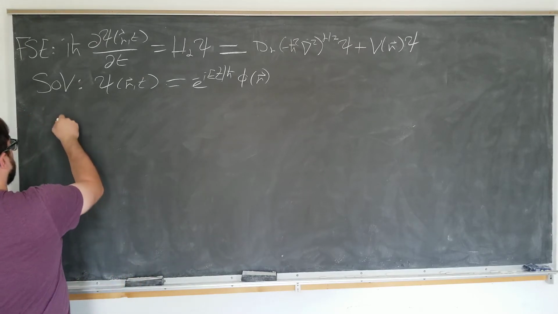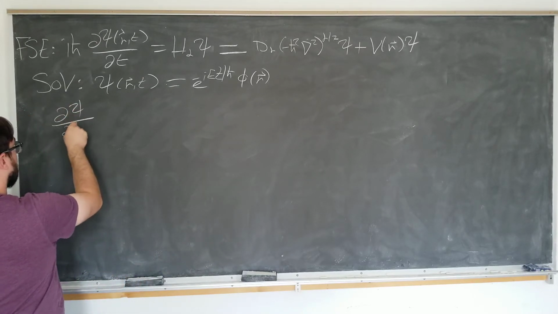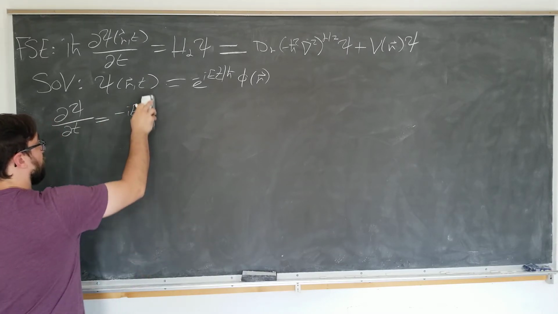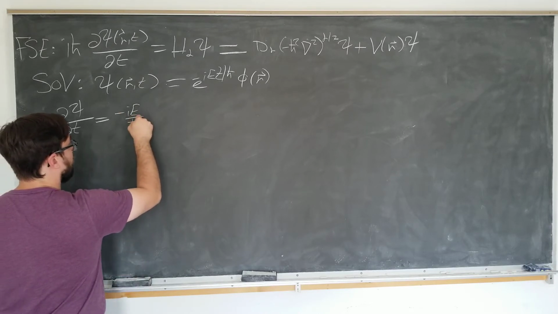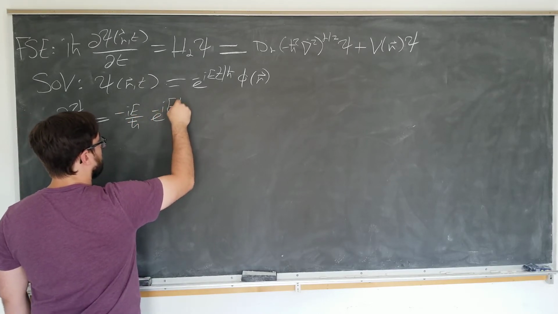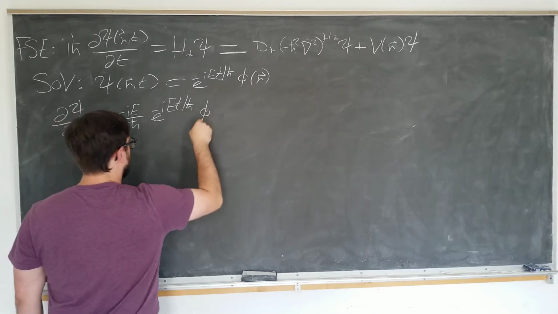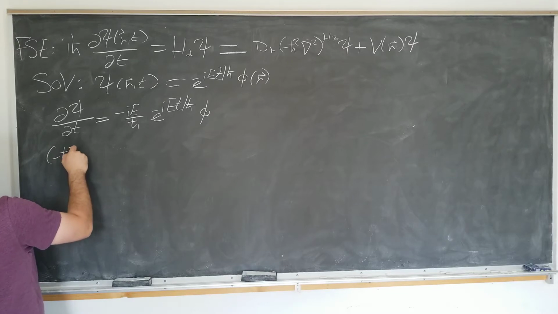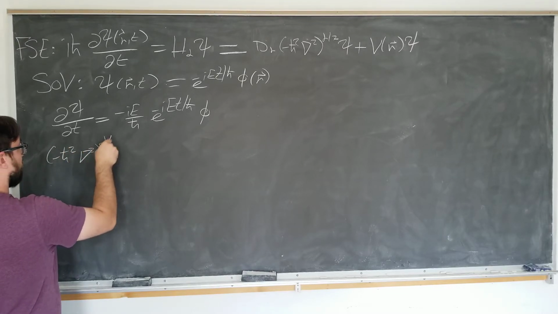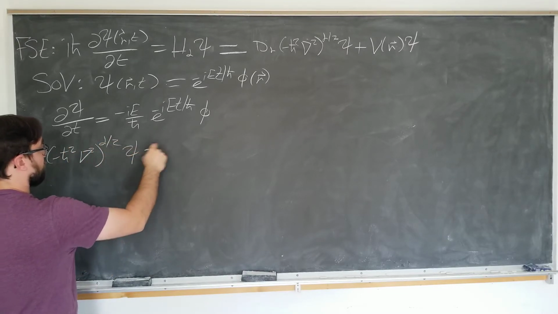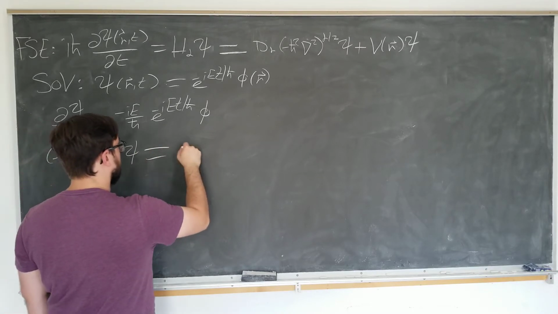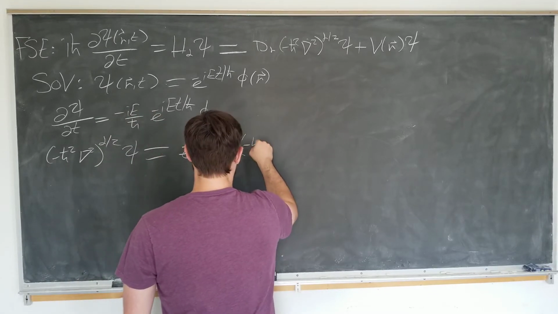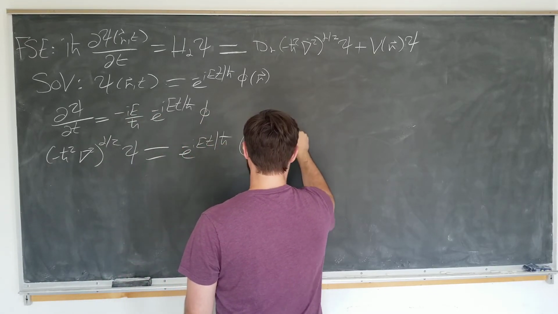By taking derivatives, we have d psi by dt is just going to be minus iE over h bar times the function itself. And we're going to have the space derivatives, minus h bar squared Laplacian to the alpha over 2 power, acting on psi to be the time phase times this derivative acting on the space component.